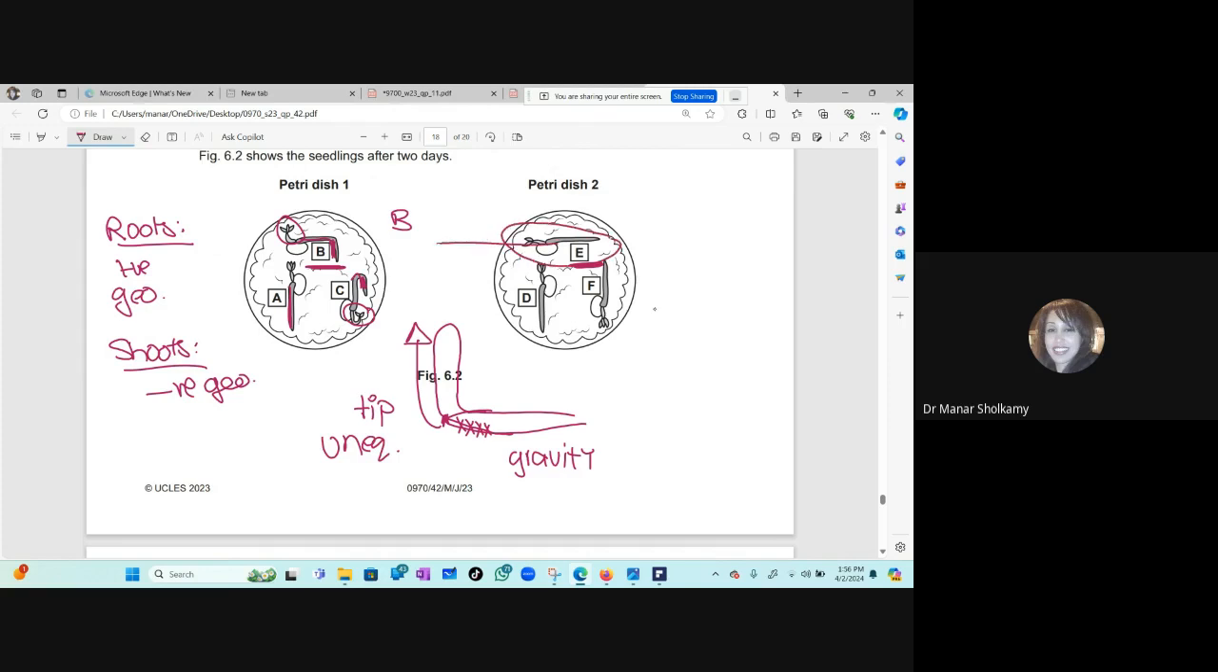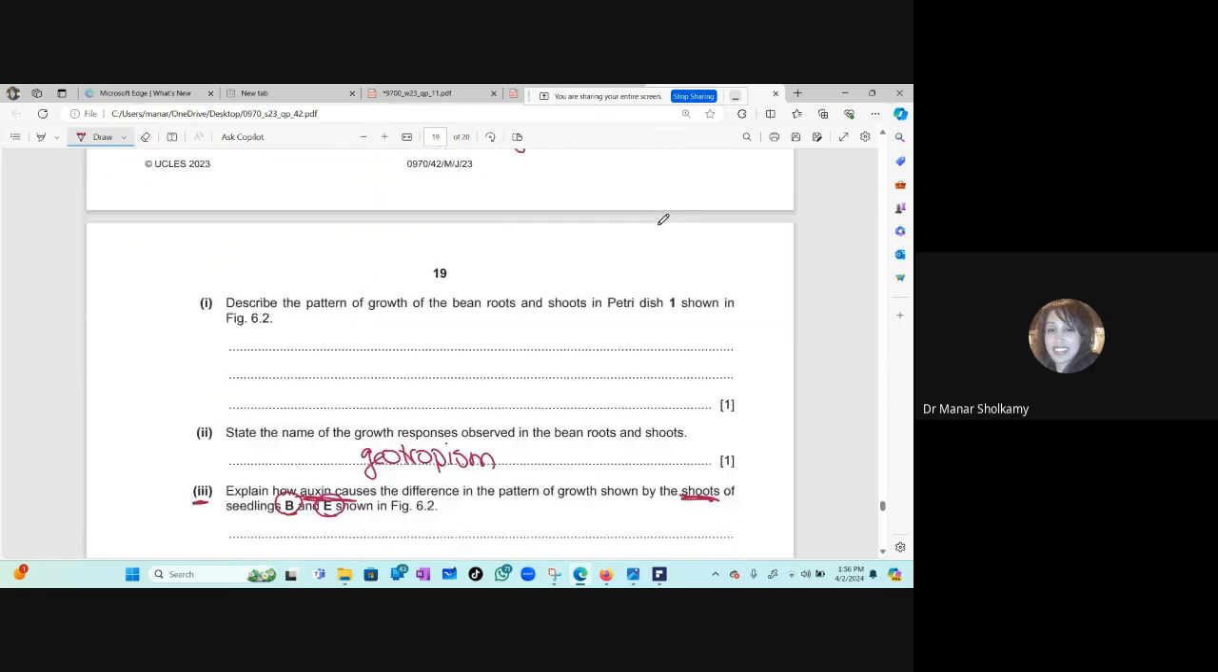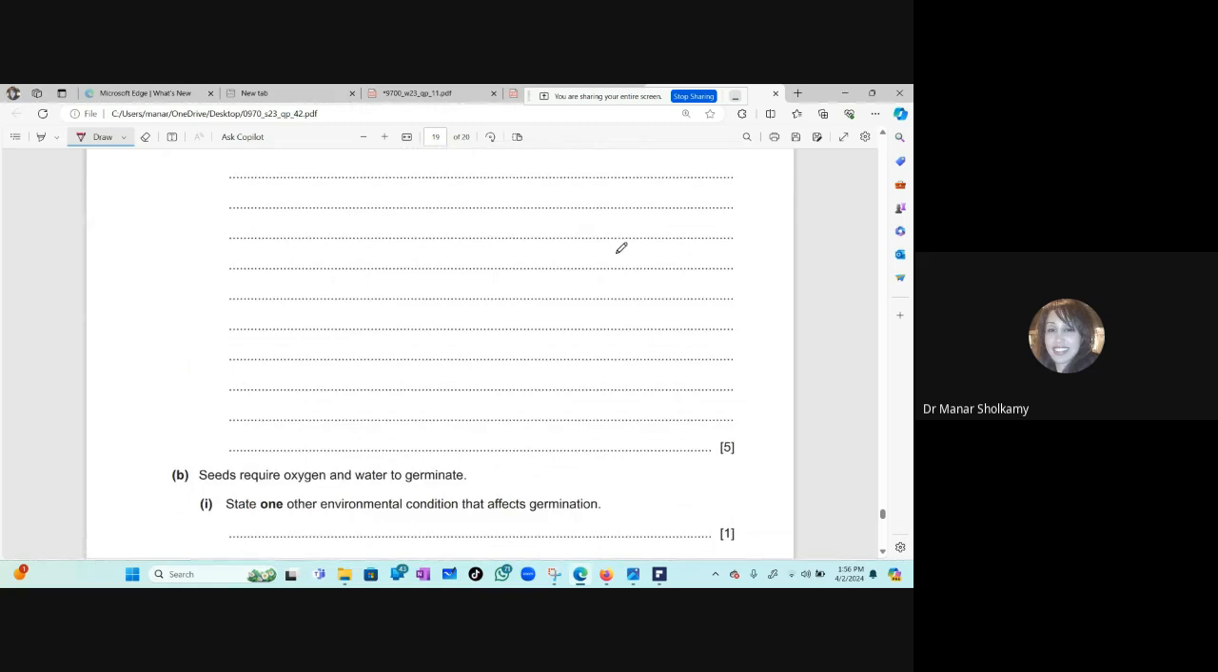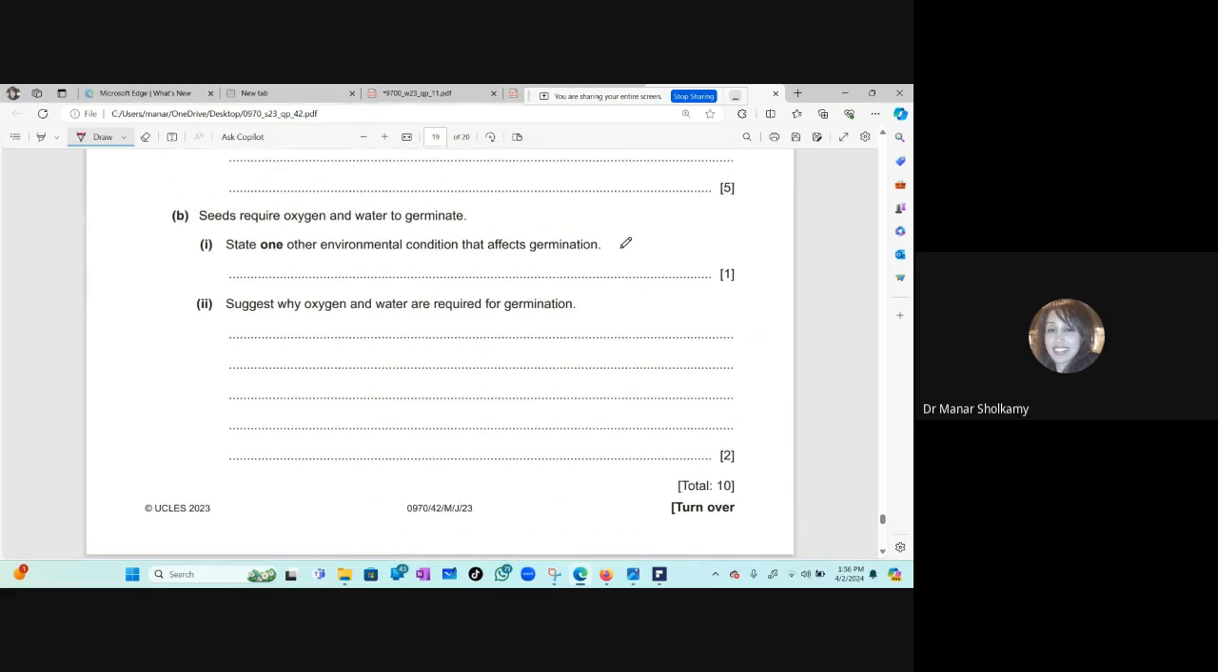Why did it grow straight? Don't forget the petri dish 2 here is rotating. It was rotating constantly, so the auxin diffuses equally on both sides. Perfect. Excellent. Okay, this is a clinostat. It is a control to cancel out the effect of the rotation. Perfect. This is 5 marks. Don't please miss it out.